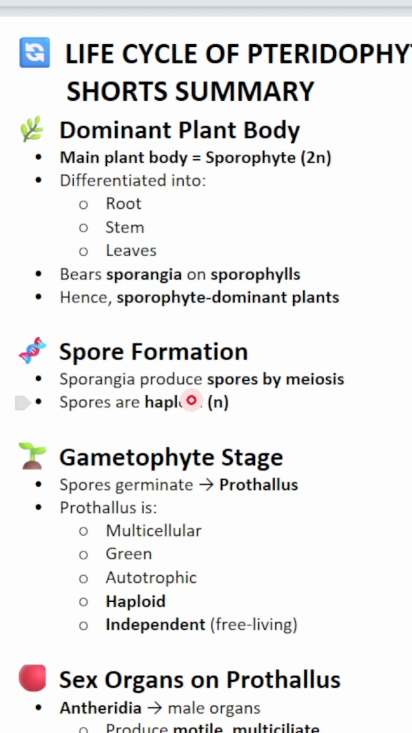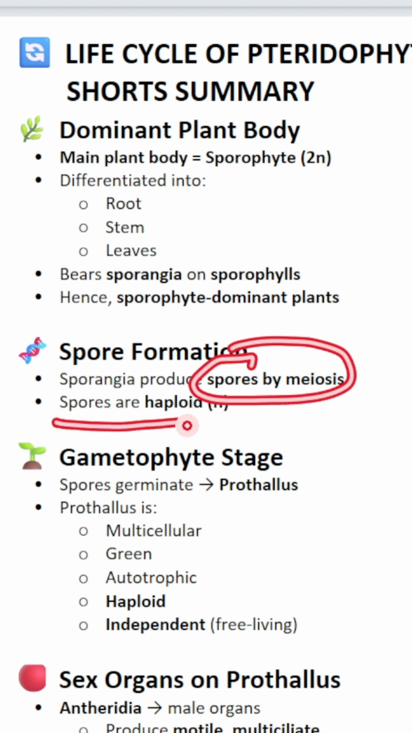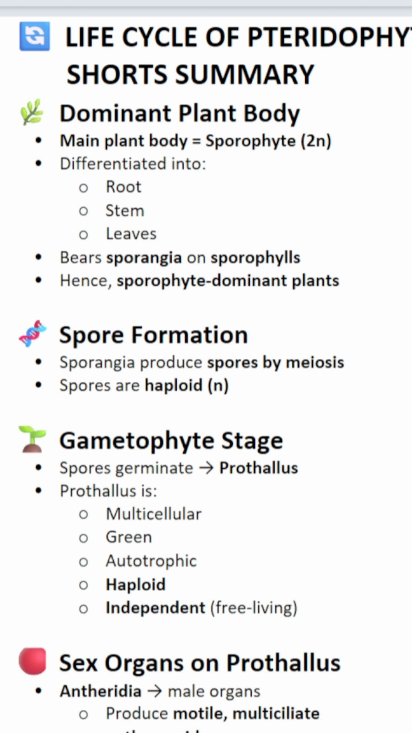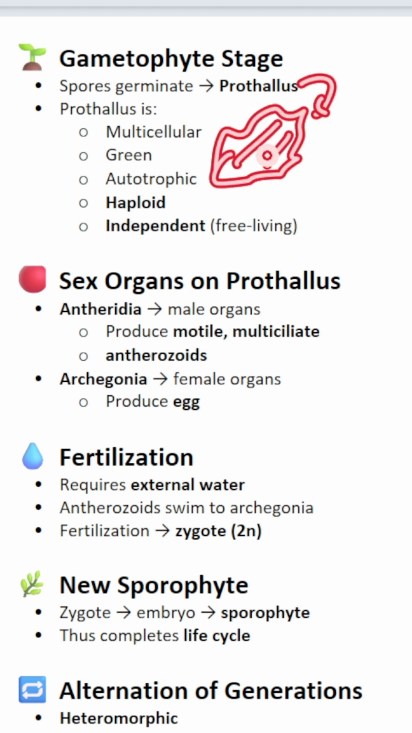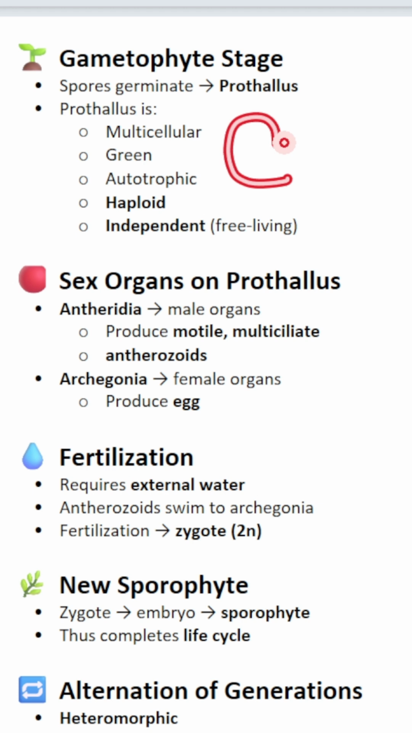When we move to spore formation, we find the spores are produced by meiosis. So the spores are haploid in nature. The germination of these spores gives rise to a gametophyte plant. The gametophyte of a pteridophyte is called the Prothallus, which is an irregularly shaped structure. In some we find the Prothallus is a heart shape-like structure, as in Diapteris.